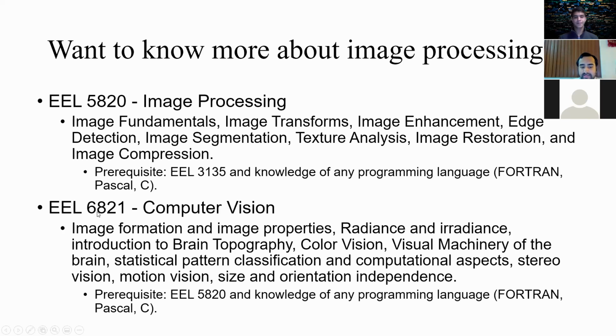And even higher than this, you can take 6821, which is computer vision, which goes beyond this. So you can do image formation properties, brain topography, color vision, how does the brain see images, statistical patterns and classifying things in an image. Stereo vision, so how does one viewpoint or two cameras see the same thing from different angles, and I can leverage that to figure out details or properties of an image. And how you can figure out motion vision from this. Same as before, except you're going to have to have already taken image processing before you take this. And you're also going to need to know a programming language.